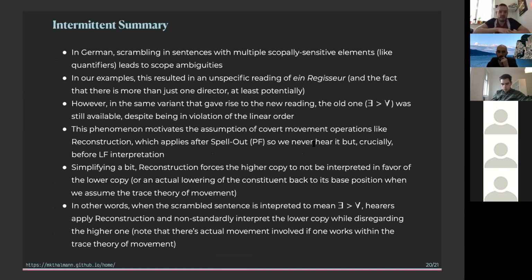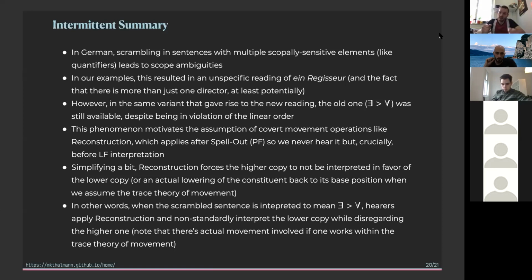So, this is the intermittent summary for reconstruction, right? It's a bit convoluted, but I hope you understand what I'm saying. In German, scrambling with multiple scopally sensitive elements leads to ambiguities. We saw this: the unscrambled sentence has only one interpretation, the scrambled one has two. However, if we scramble, we have more interpretations available, and only one is actually compatible with the linear order.